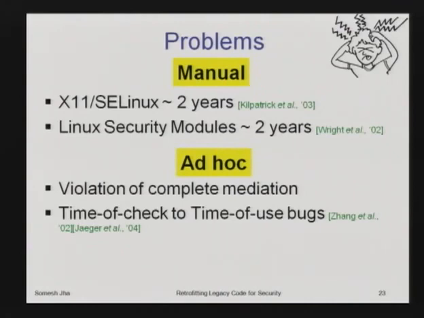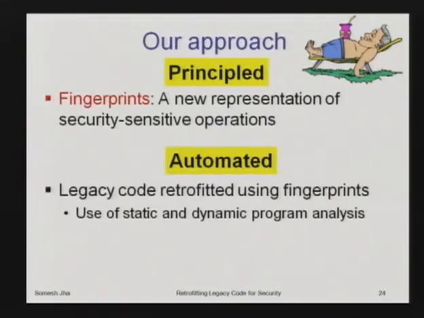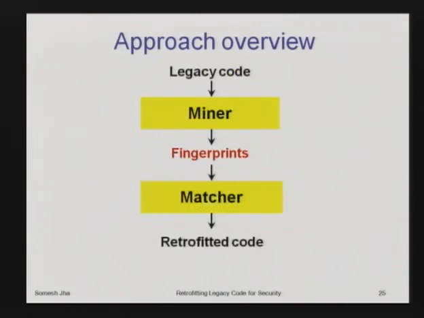There were also some classic time-of-check-to-time-of-use bugs in these placements. So if you look at this paper trail, it shows that manually doing these things opens you up to a lot of problems. So our approach is, I hope, principled. We first introduce a language called fingerprints, which is a new representation for security-sensitive operations. And then we give you an automated way of finding these fingerprints through some code mining techniques.